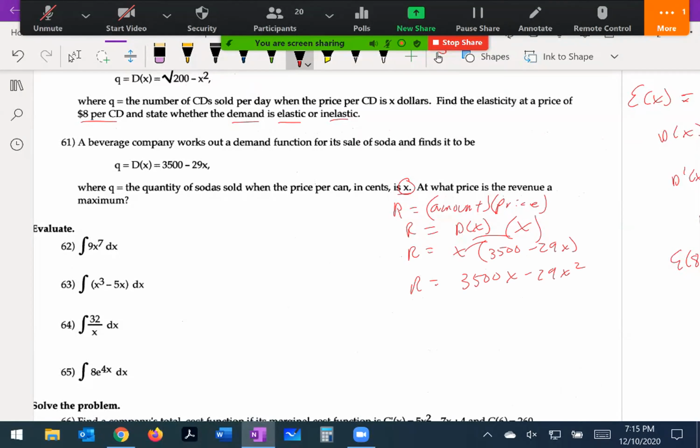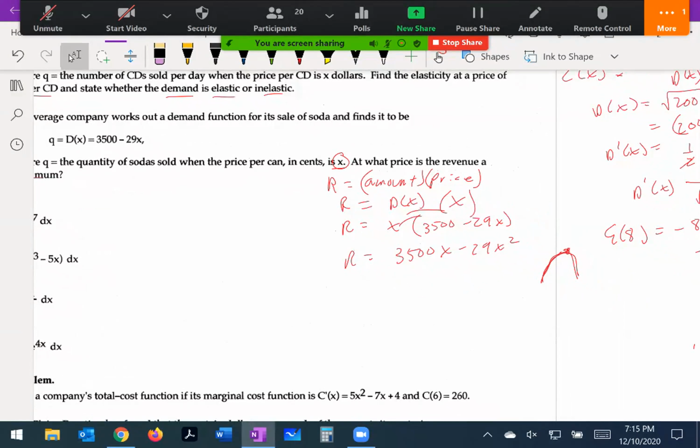So now what do I want to do? Well, it says find out at what price the revenue is a maximum. So in order to find my maximum value, I have to take the derivative and set it equal to 0. Okay, and that'll be my maximum. So the derivative, R prime of x, is going to be 3,500 minus, double 29 is 58, x is equal to 0.